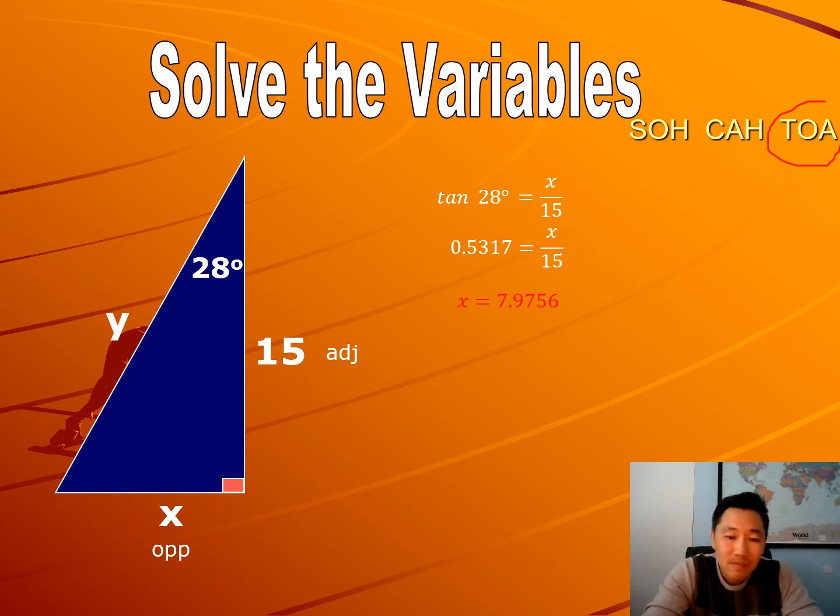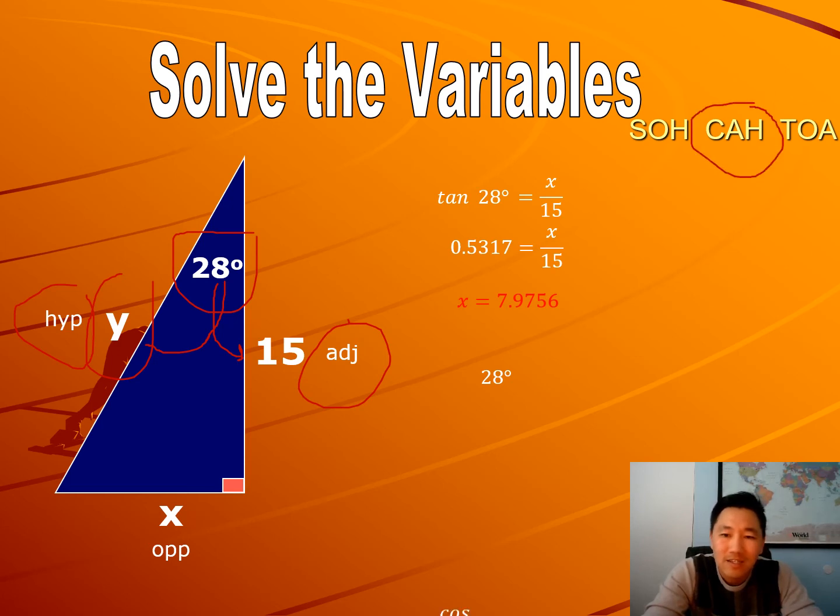This time, you have to ask yourself, still starting with the angle 28, how does it relate to the y and the 15? Since we're not dealing with x, don't look at the x. So the y and the 15, we still have adjacent, but then the y is hypotenuse. Which one is AH, adjacent and hypotenuse? There it is, which means you're going to use cosine.